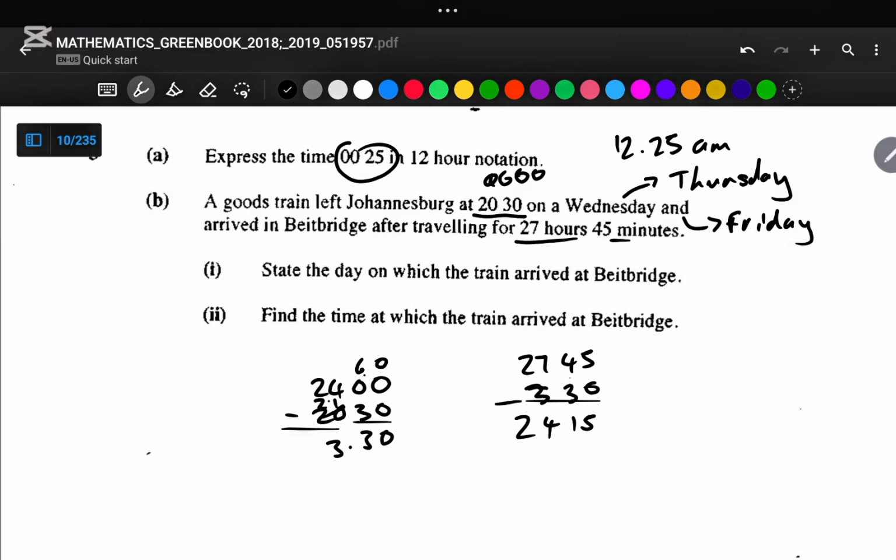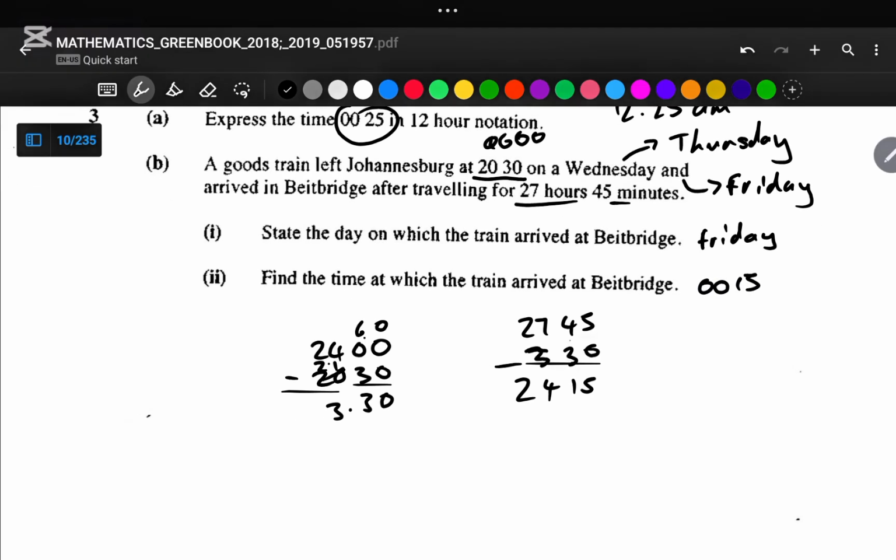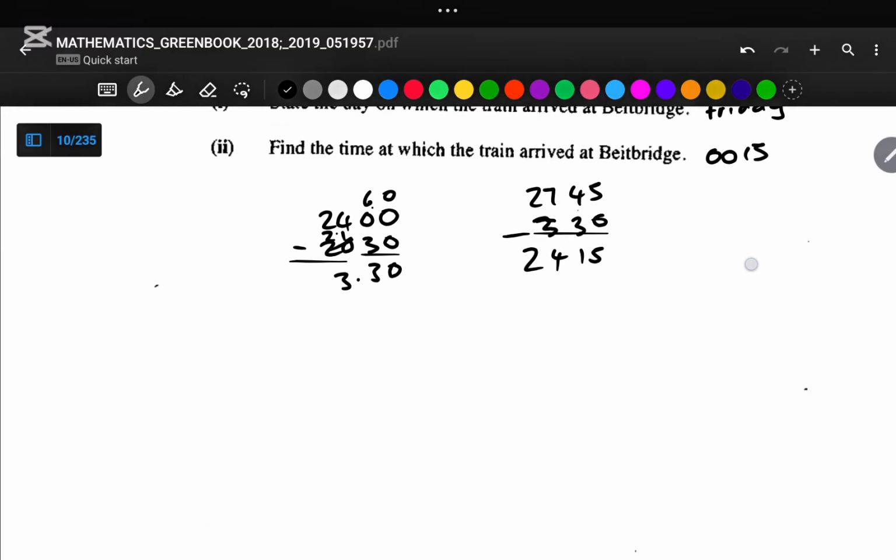So our train arrived in Bedbridge on Friday. It arrived on Friday, and at what time? It is 00:15. So it is 15 minutes past 12 at midnight. That is the time at which our train arrived at Bedbridge.